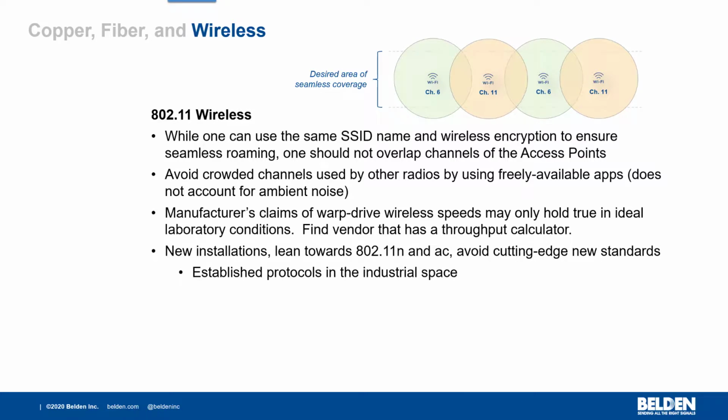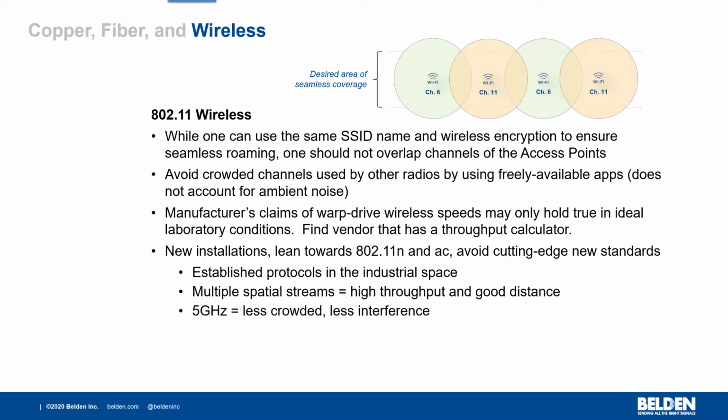For new installations, lean towards 802.11n and AC. Avoid cutting-edge new standards. Both 802.11n as well as 802.11 AC are established protocols in the industrial space. Both support multiple spatial streams, which means they both have high throughput and very good distance. Both of these also support 5 GHz, which is a less crowded frequency range.